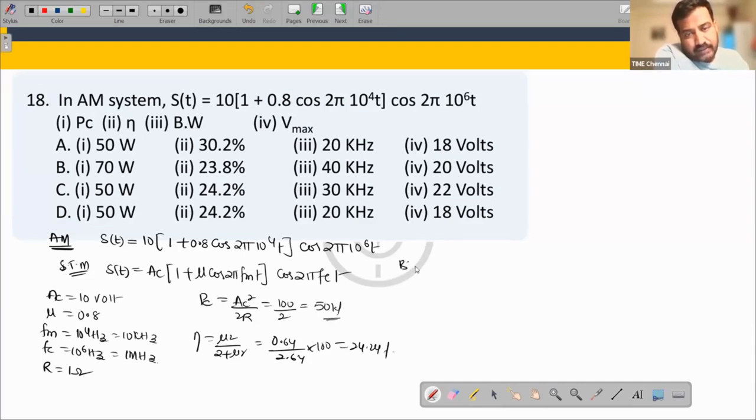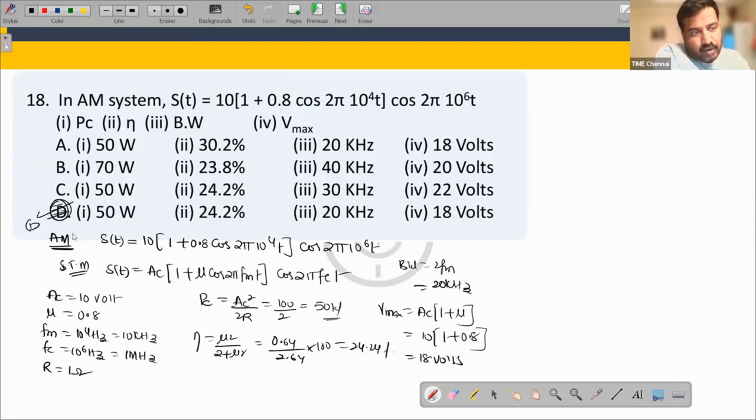Next is bandwidth. Bandwidth of AM is 2 FM. FM is 10 kilohertz. So bandwidth is 20 kilohertz. Next is Vmax. Vmax is AC into 1 plus mu, 10 into 1 plus 0.8. That's 18 volts. So all the options are true for D. Option D is the answer.